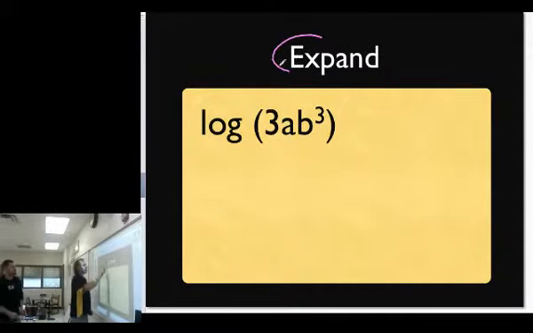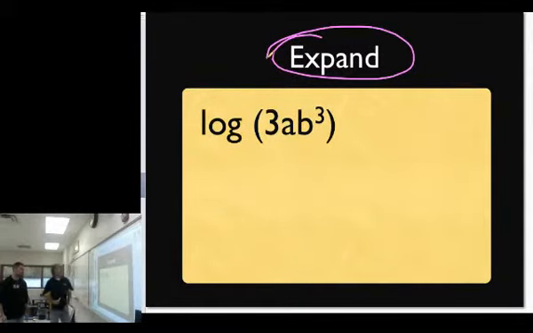Okay, so let's use our properties to expand. You know, I went to Krispy Kreme yesterday, and I'm expanding, so that means I'm getting bigger. So somehow we must have to expand this thing out.